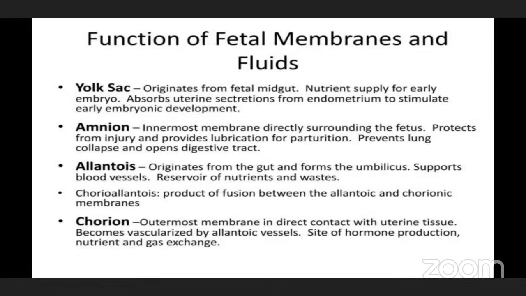So there is another membrane which is called chorioallantois. This is due to the fusion of two membranes, that is the allantois and chorionic membranes. The chorionic membrane is the outermost membrane, which is directly in contact with the uterine tissue. It has the allantoic vessels, and it is the site for hormone production, nutrient and gas exchange.